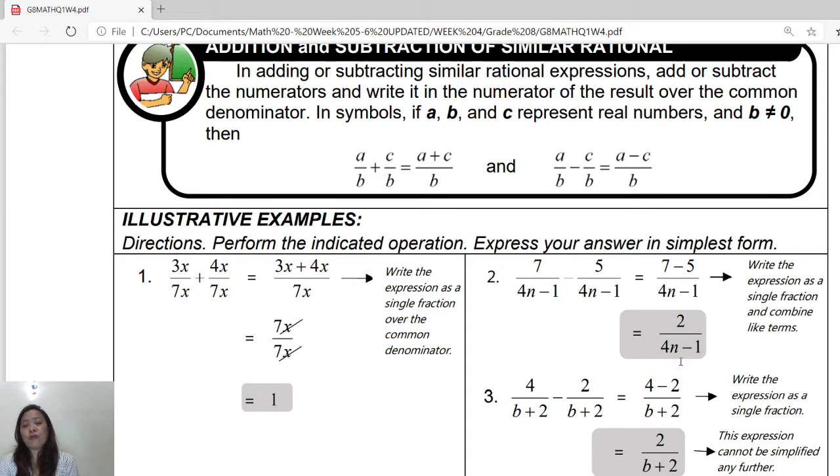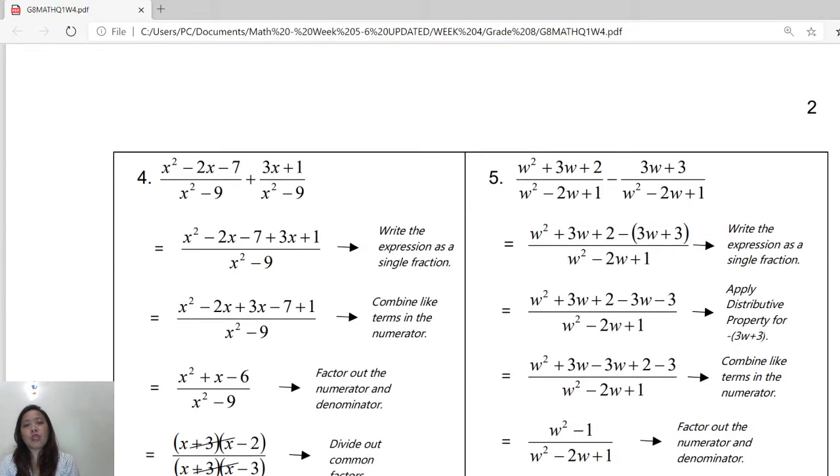So that's the answer. Number 3, we have 4 over b plus 2 minus 2 over b plus 2. Again, since the denominators are equal, you just copy the denominator, and the operation is minus, so you subtract the numerators: 4 minus 2 over b plus 2. 4 minus 2 is 2 over b plus 2. By the way, you can only divide binomial by binomial. You cannot divide binomial by monomial or monomial by binomial. So the answer is 2 over b plus 2.